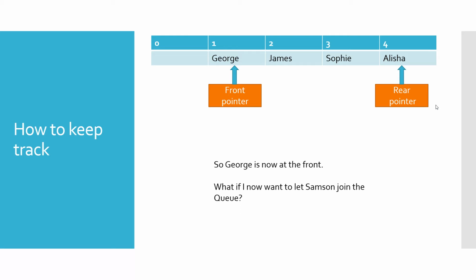And the next day, they'll probably restart the counter back from 1, and so on it goes. Think about that in your concept, in the fact that you can't just move everything to replace this. So, question, what if I now want to let Samson join the queue? Now, if we're using an array and there are no more spaces and I can't use this one, what do we do? Have a little think about that for a second.